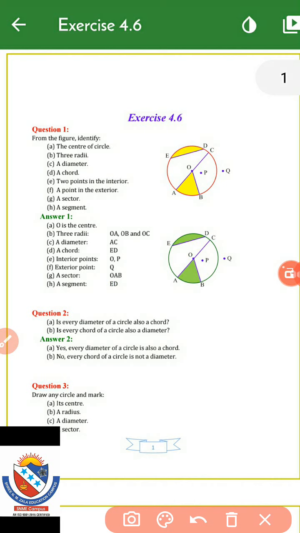a diameter is also a chord of the circle, the longest chord of the circle, because the definition of diameter fits into the definition of chord, but we cannot fit the definition of chord into the definition of diameter. So every chord is not a diameter of the circle, but each and every diameter of a circle is a chord of the circle.